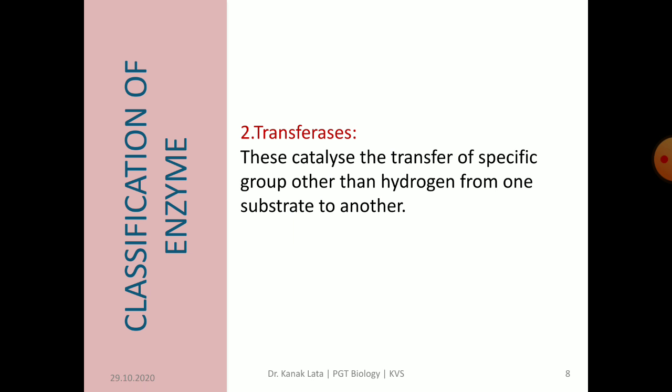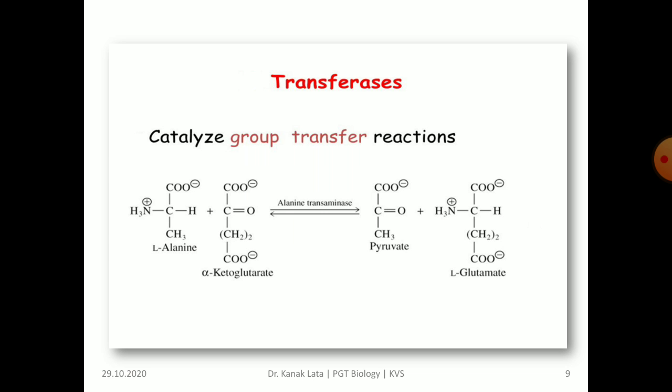Second enzyme class is transferases. With the help of this enzyme, there is transfer of a specific group other than hydrogen from one substrate to another. In the given reaction, you may observe that there is group transfer with the help of alanine transaminase. When alanine and alpha-ketoglutarate are combined, the enzyme alanine transaminase catalyzes it and the products are pyruvate and L-glutamate.